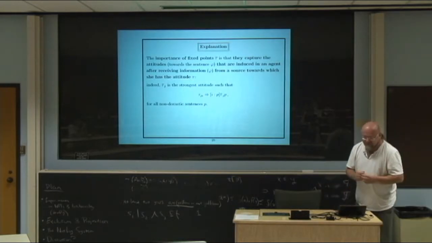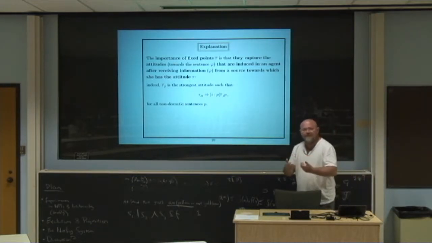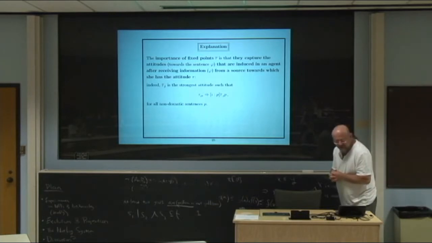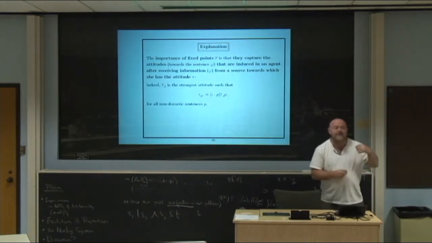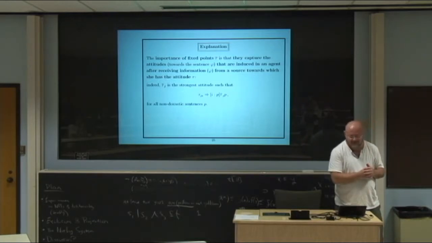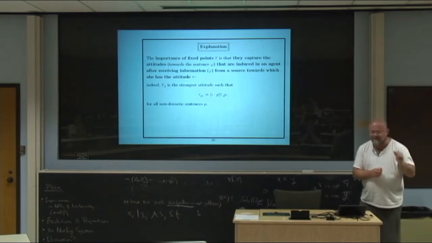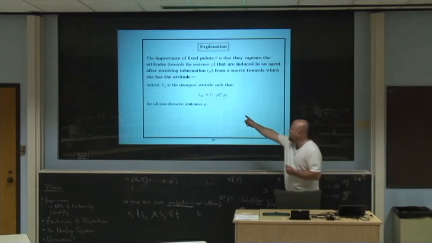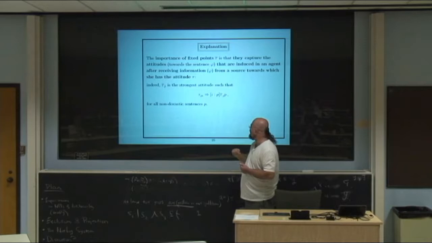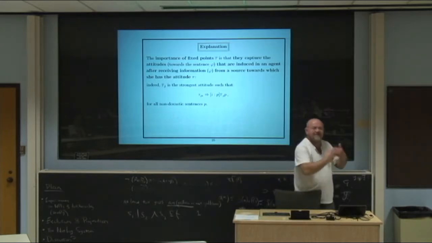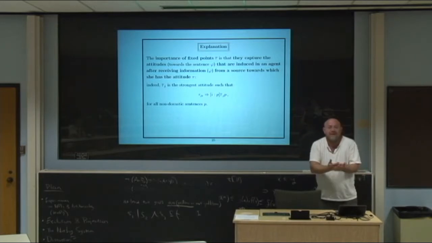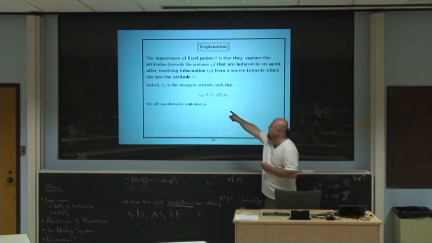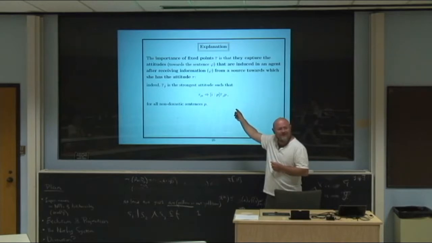Now, the first explanation of the importance of these fixed points, which you might have guessed already from the examples, is that they capture the attitudes that are induced in the listener, so to speak, in the agent that receives information phi from a source, a speaker, towards whom she has the attitude tau. Say Mr. J has attitude tau to Mr. I, and then I says P. What does this induce? It induces belief or knowledge or strong belief of P itself in the listener. What exactly is induced depends on the tau. And it actually is the positive fixed point of that tau.